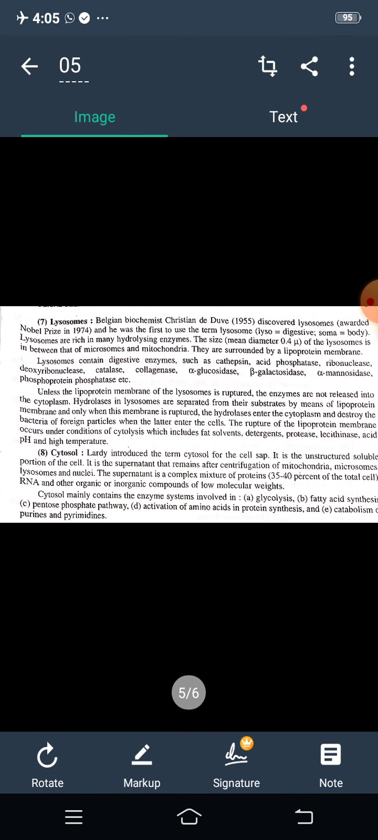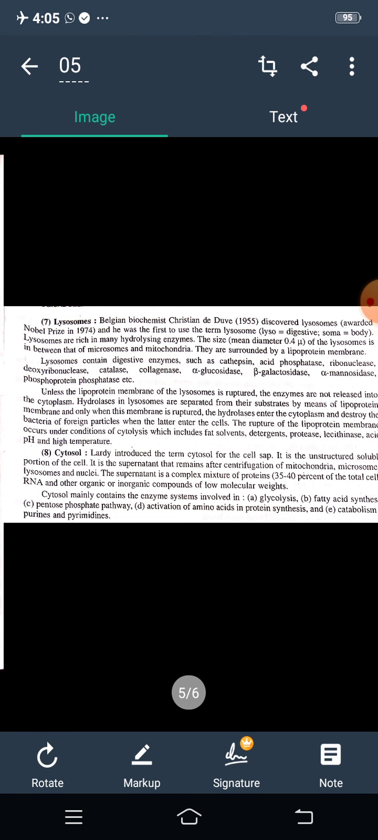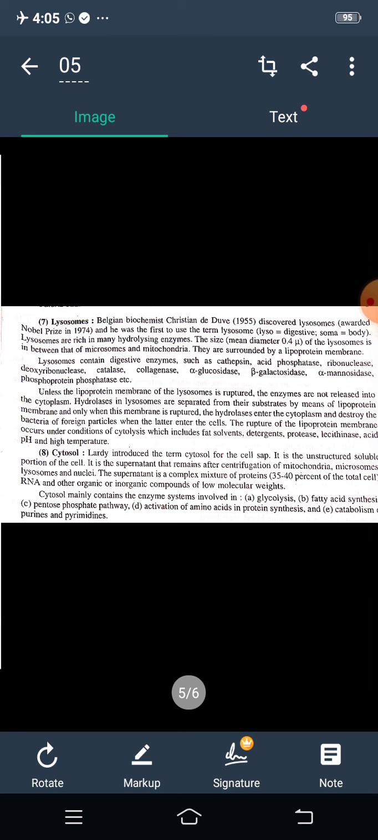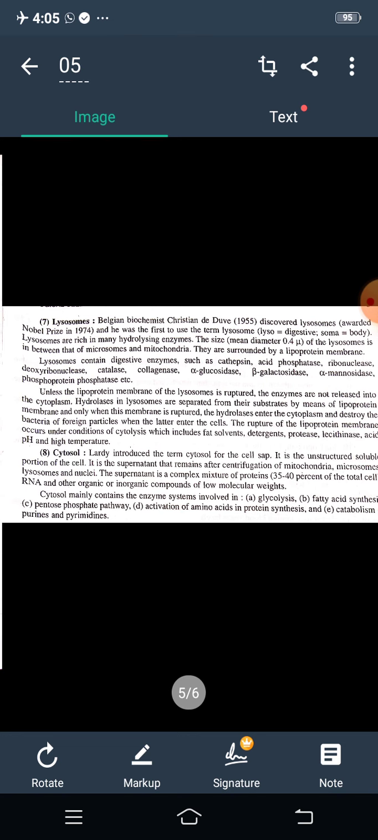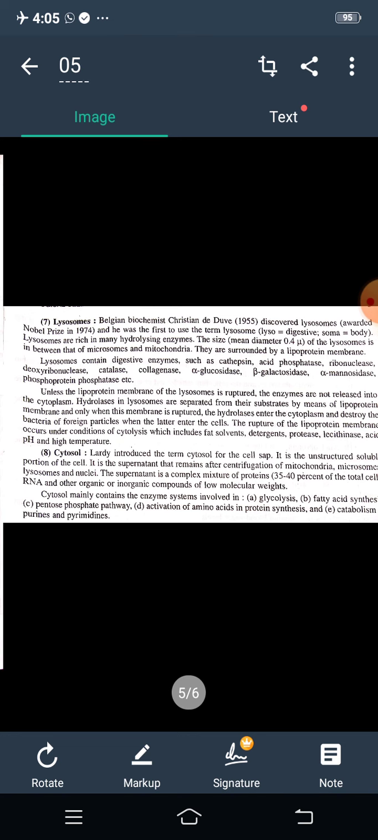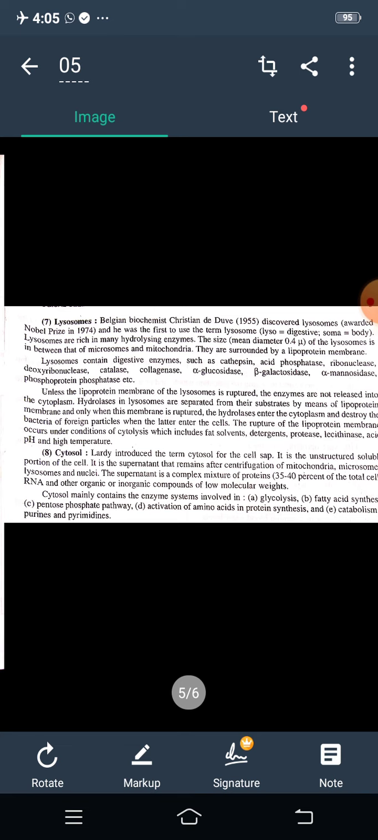So we discuss lysosomes. The Belgian biochemist Christian de Duve in 1955 discovered lysosomes, was awarded the Nobel Prize in 1974, and he was the first to use the term lysosomes. Lyso means digestive, soma means body. So lysosomes are rich in many hydrolytic enzymes. The size, meaning diameter, of 0.4 micron of the lysosomes is in between that of microsomes and mitochondria. They are surrounded by a lipoprotein membrane.